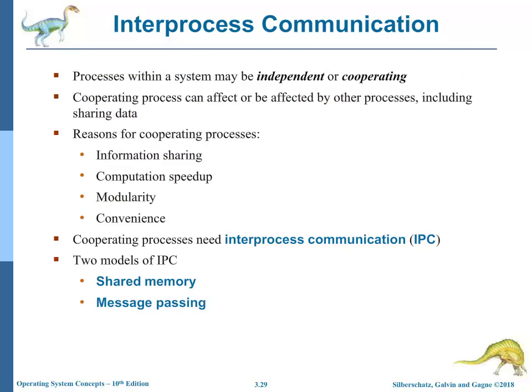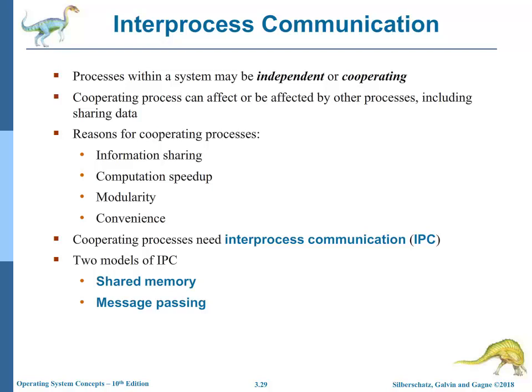Inter-process communication. A process is independent if it doesn't share data with any other process executing in the system. A process is cooperating if it can affect or be affected by other processes in the system. There are several reasons for providing an environment that allows process cooperation: information sharing, computation speedup, modularity, and convenience.